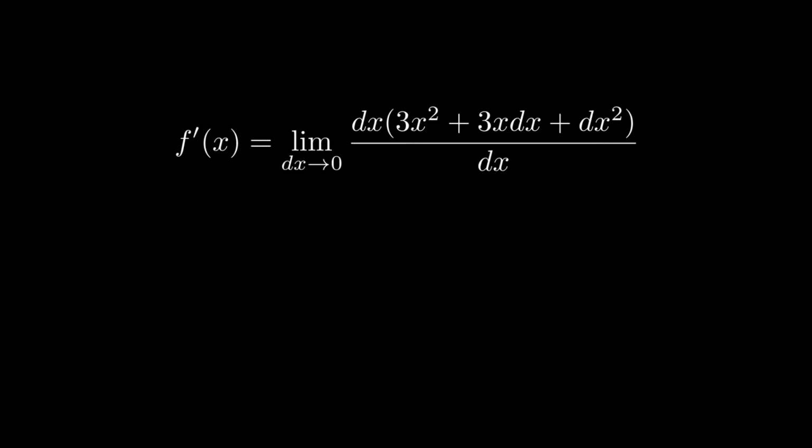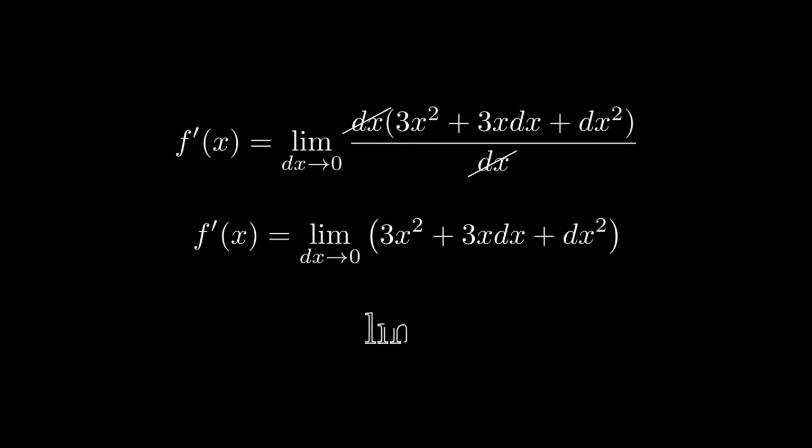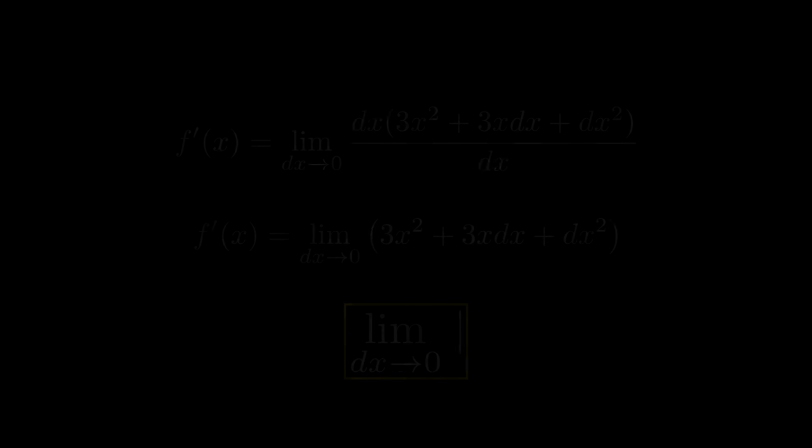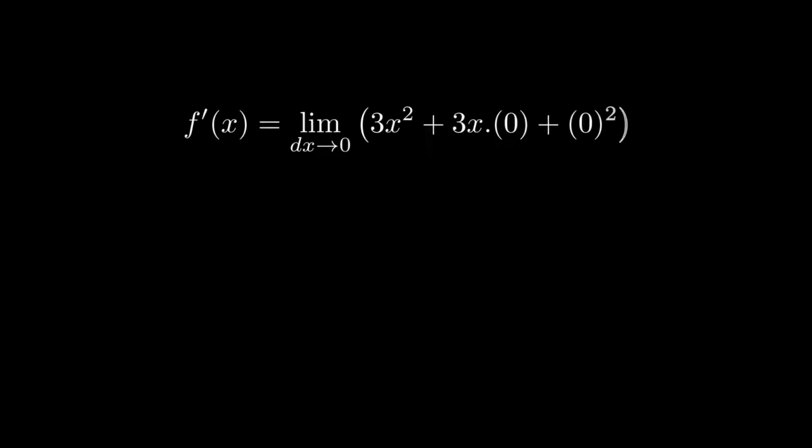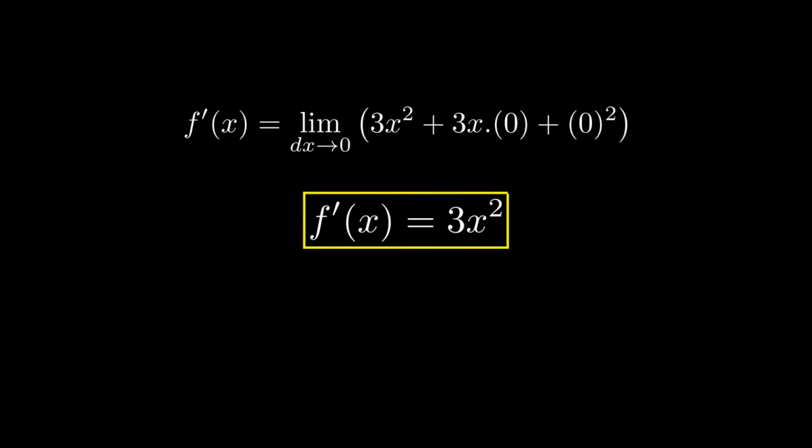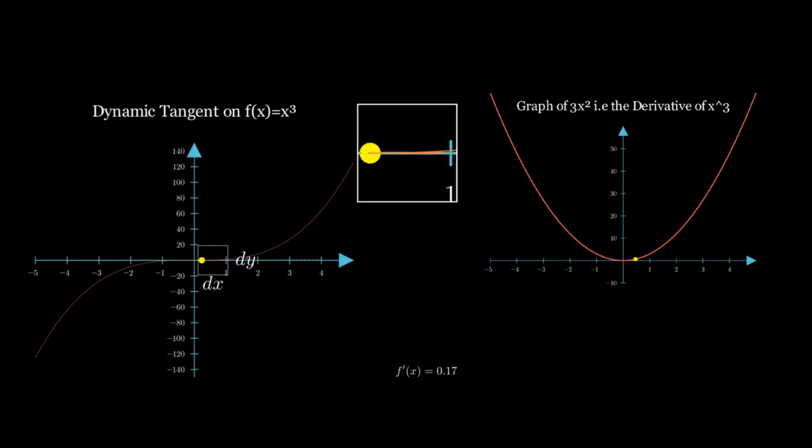Next, factor out dx, which cancels with the dx in the denominator, leaving 3x squared plus 3x dx plus dx squared. Finally, apply the limit as dx approaches 0. The terms with dx vanish, yielding f prime of x equals 3x squared. This result represents the derivative, or the limiting slope, of x cubed.